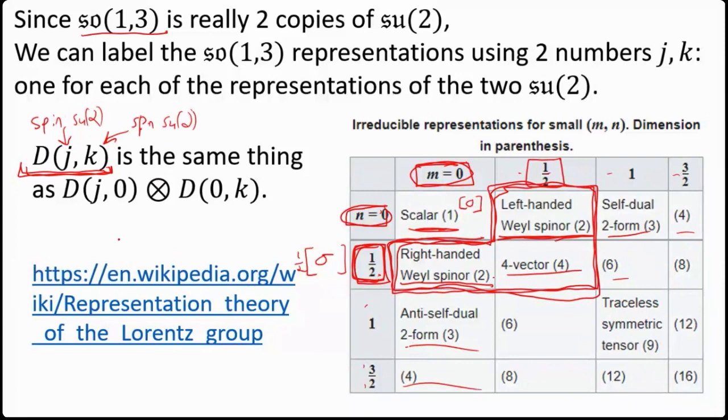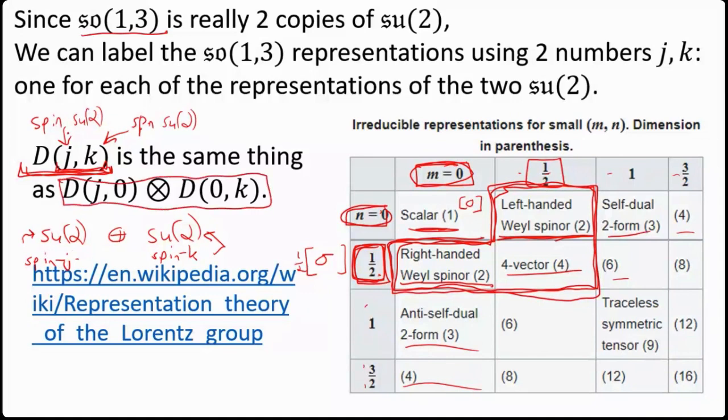I don't know if that's confusing people. This confused me at first. I had no idea what these 2 things were, but they're basically just, you have 2 copies of SU2, and you can have a spin J representation for the first one, and a spin K representation for the second one. And you can tensor product those representations together to get representations of SO(1,3).